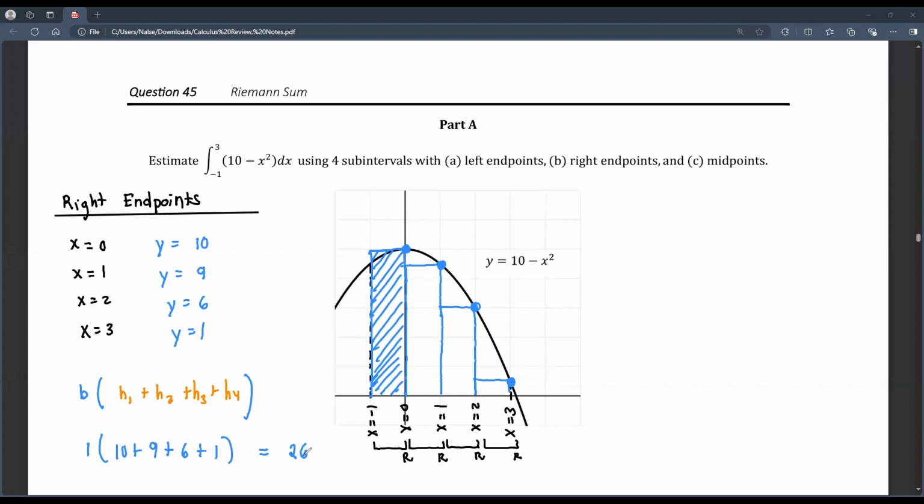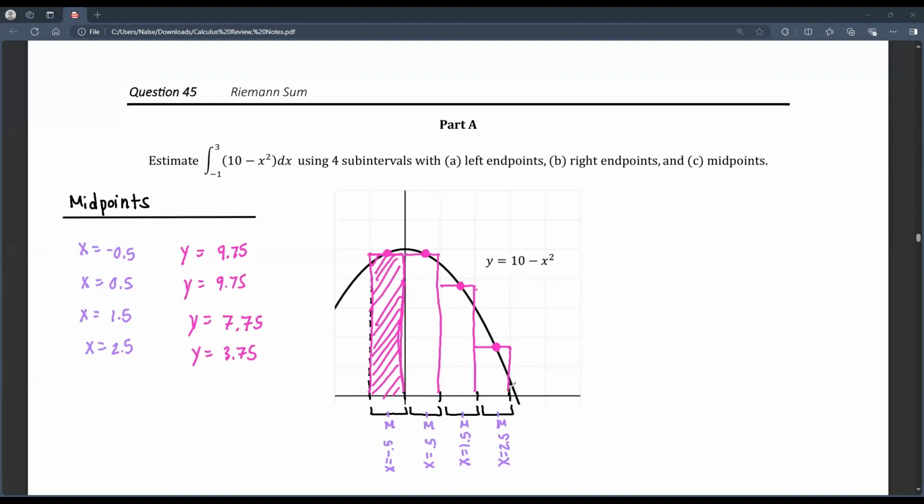Please pause the video to repeat the problem one more time, this time using a midpoint approximation. Did you correctly find the 4 midpoints and their respective y values? The midpoint approximation should come out to 31.